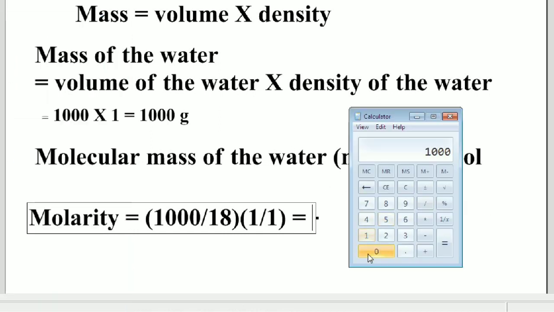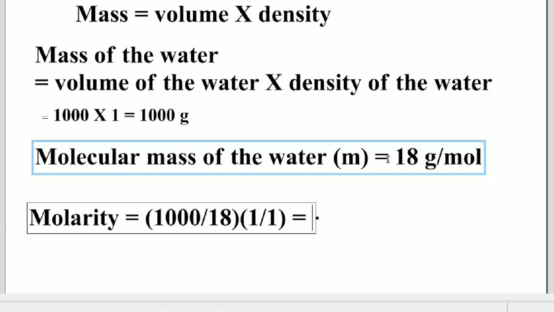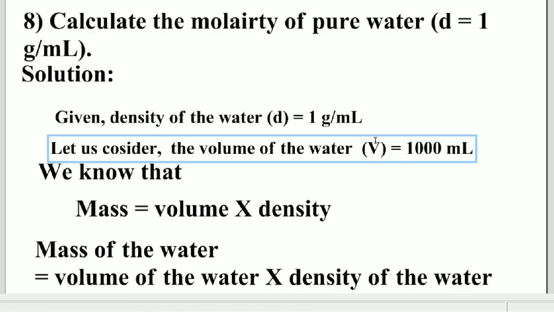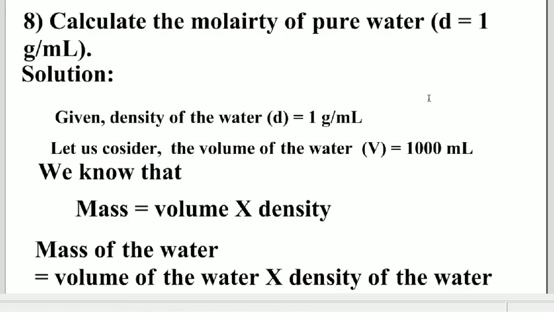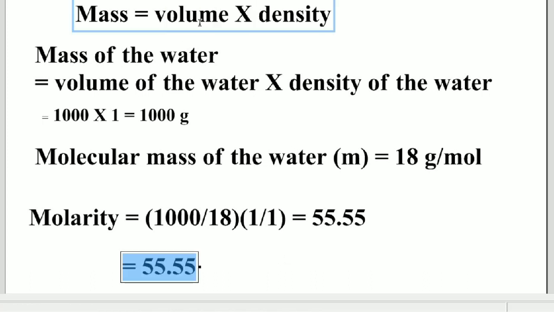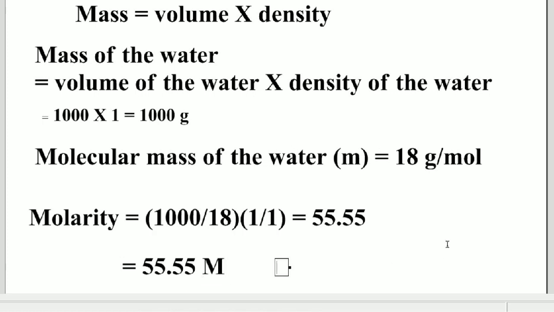1000 divided by 18 gives 55.55. Therefore the molarity of the pure water whose density is 1 gram per ml is 55.55 molar. So in this way, when only density is given in a problem, we can easily find the molarity. Okay students, so we can see the next problem.